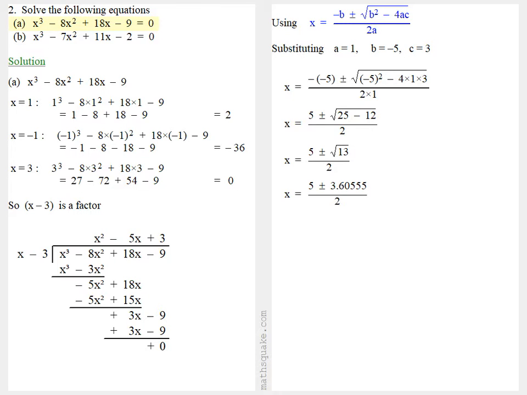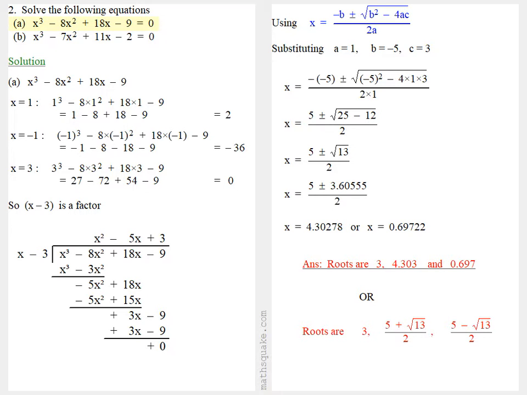3.60555 divided by 2. So x is equal to 4.30278, or x is equal to 0.69722. So our roots are 3, 4.303 and 0.697, or if we want to leave it in surd form, the roots are 3, 5 plus root 13 over 2, and 5 minus root 13 over 2.